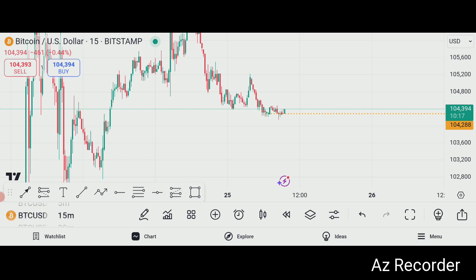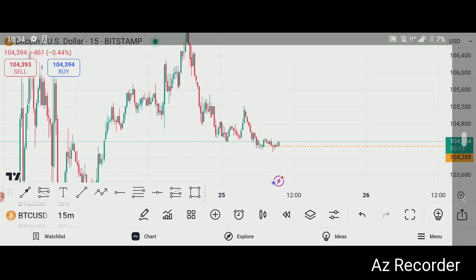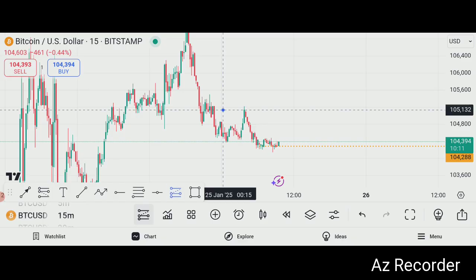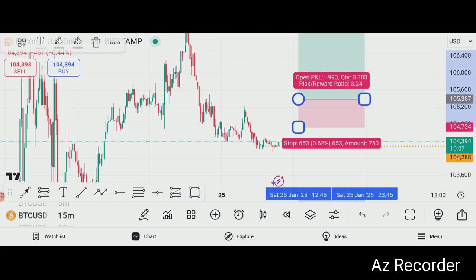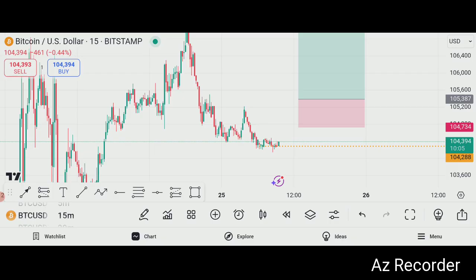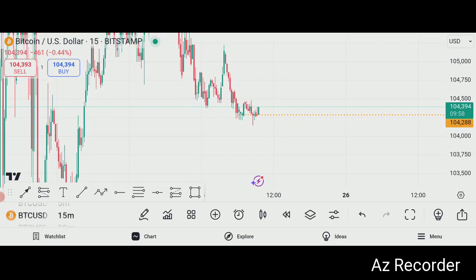So assuming this is a new session, I would have taken this trade for a buy, but this is not a new session, so I'm not going in. I'm obeying my rules. I don't trade during the London session. So this is it. Look, a double bottom is forming right here.